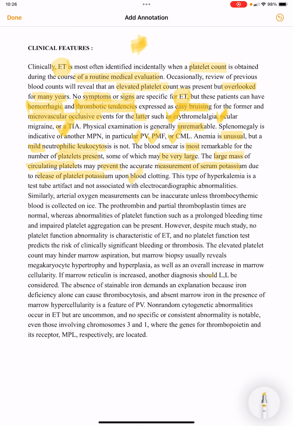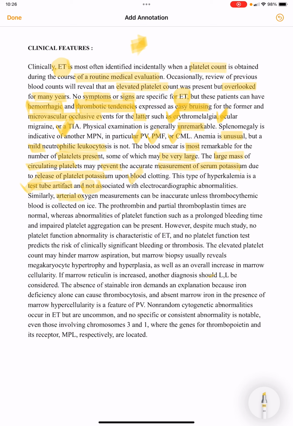If blood clots, platelet potassium will be released, and accurate measurement of serum potassium can't be done. So this type of hyperkalemia is a test tube artifact, and it is not associated with electrocardiographic abnormalities. So if we see hyperkalemia in the presence of an increased platelet count, it is a test tube artifact and not associated with electrocardiographic abnormalities.